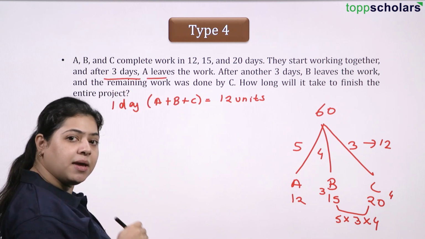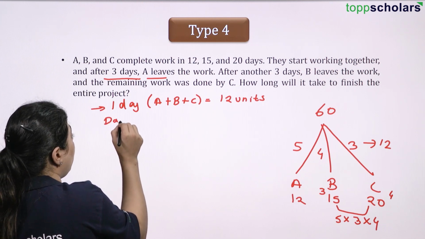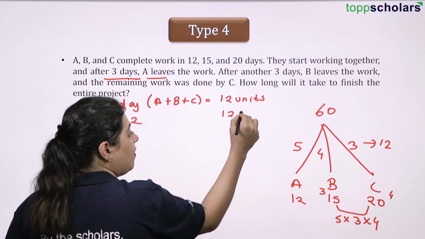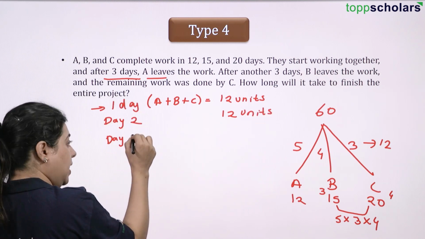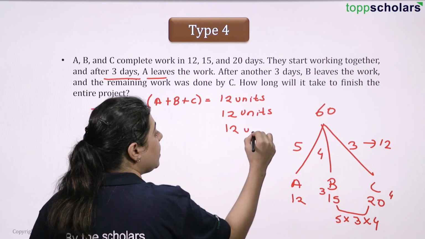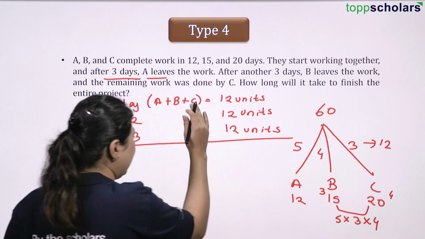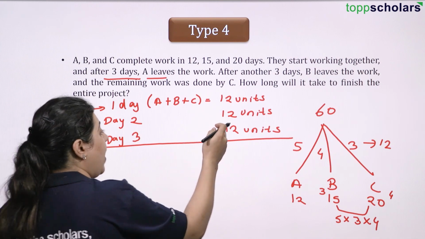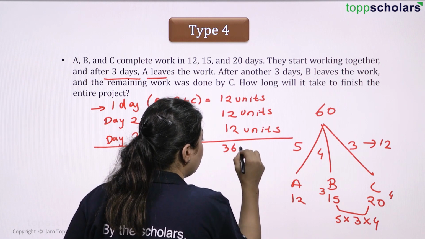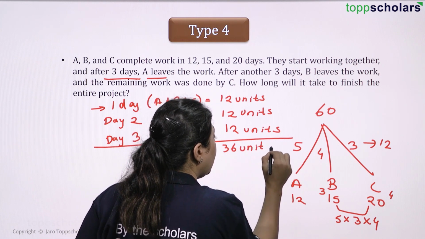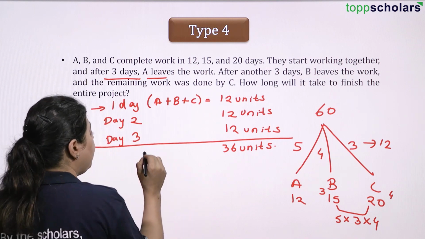So for 3 days A, B and C are working. So this is day 1. Let us say day 2. They are completing 12 units, correct? All 3 are working. And on day 3, 12 more units are completed, correct? All are working. So by the end of 3 days, 12, 12 and 12 means 12 threes are 36 units of the work is already completed. A is leaving now. We will have only B and C.